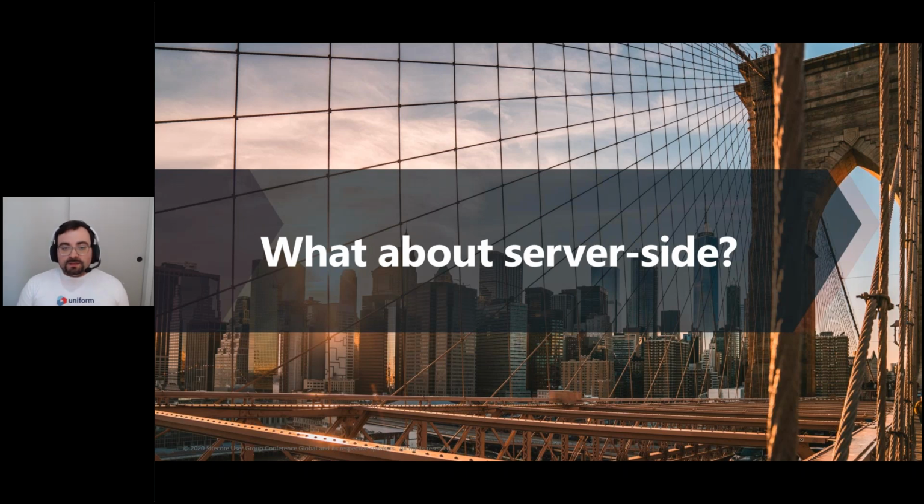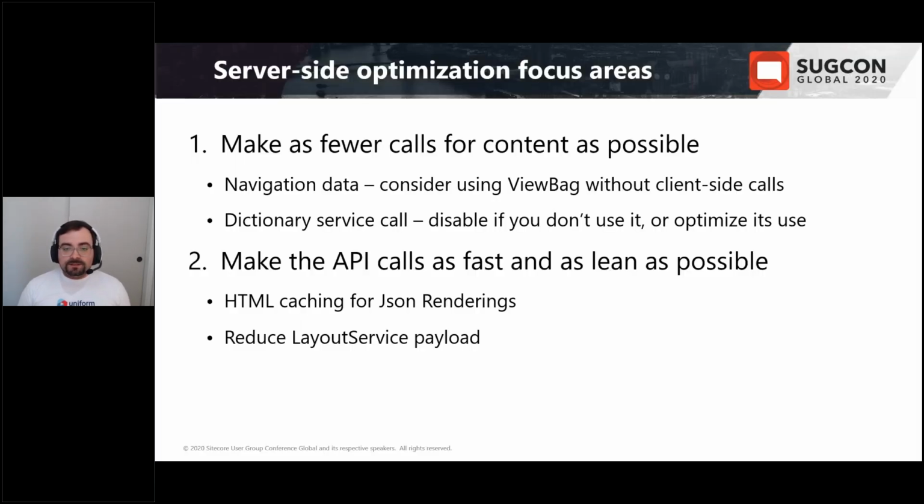Now, that's all about client side. What about server side? I just cannot go into too much depth here. Specifically for JSS, there are two main areas. First, make sure you're not making more than one call, ideally, for data. So the layout service call should be all you need. You can bake nav data into it, or bake it inside of the view bag, so you don't go extra for a separate data set for, let's say, your navigation or footer data. Everything your page needs should be in one response as much as possible.